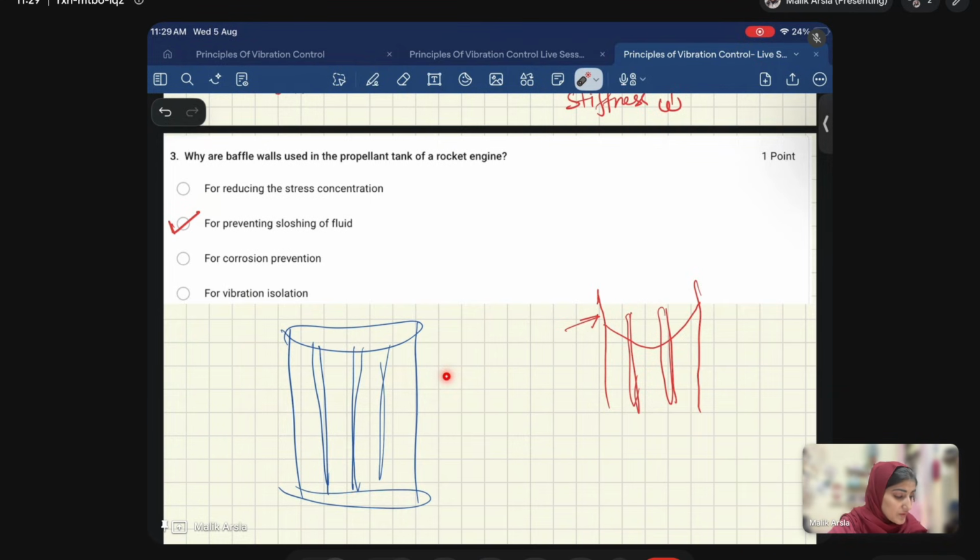So that happens because large waves are created if there are no baffle walls. So we just introduce these baffle walls so that the whole fuel is broken into small sections, so larger waves are not created. So there is nothing such as corrosion prevention which we are getting out of these baffle walls. Neither do they help in the reduction of the stress concentration, and neither are they used for vibration isolation. So the main purpose of these baffle walls is preventing the sloshing of the fluid. Okay, I hope this is clear.